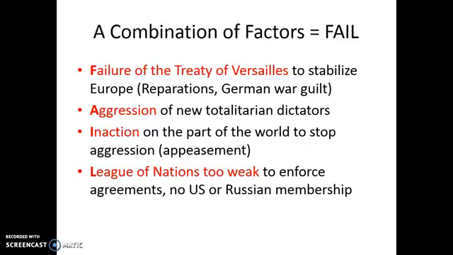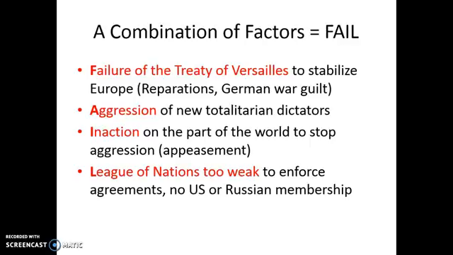We're also going to see the aggression of new totalitarian dictators throughout Europe, taking territory and imposing their will on other countries, and really not finding anybody to stop them. And that leads to inaction. The world community really doesn't do anything to address this aggression. It doesn't punish these leaders in any way, and it doesn't hold them accountable. In fact, sometimes we give in to them, and that's a process called appeasement, when you give someone what they want so that they'll stop. And I think we all know that giving in to a bully doesn't stop the bullying.